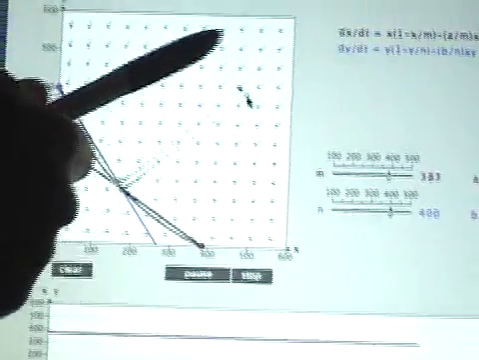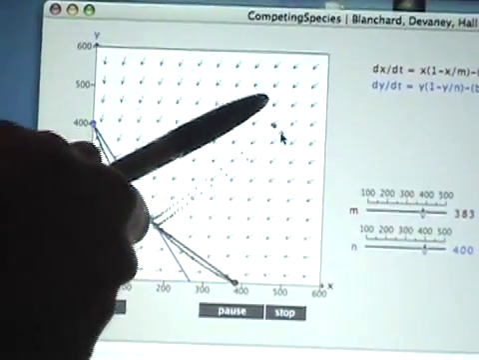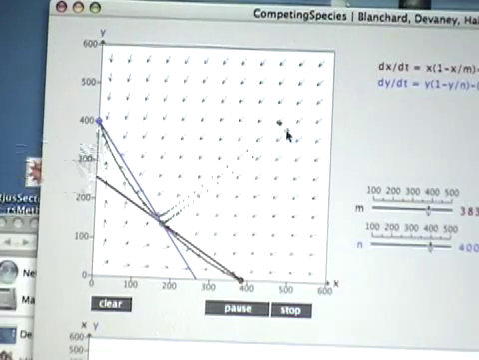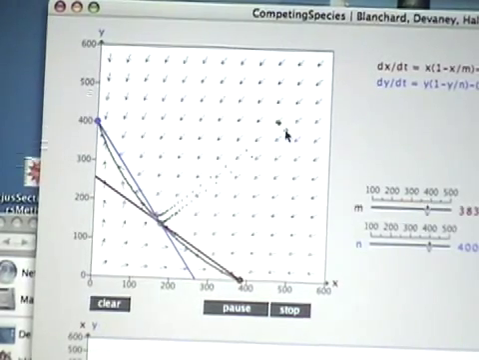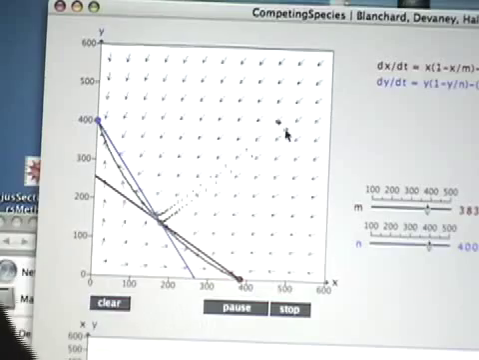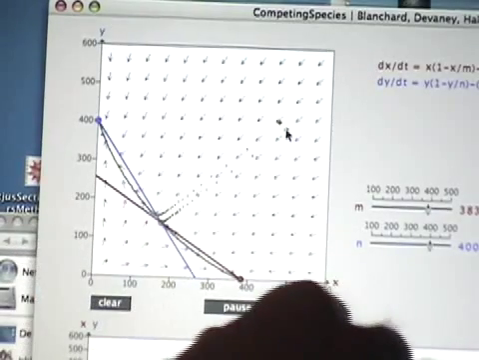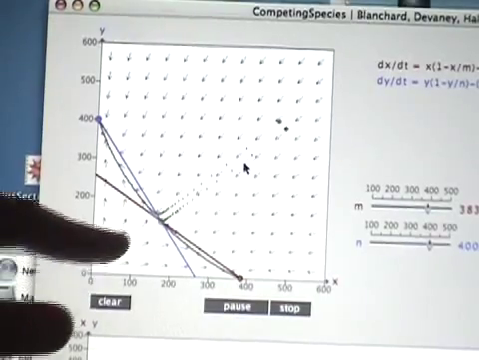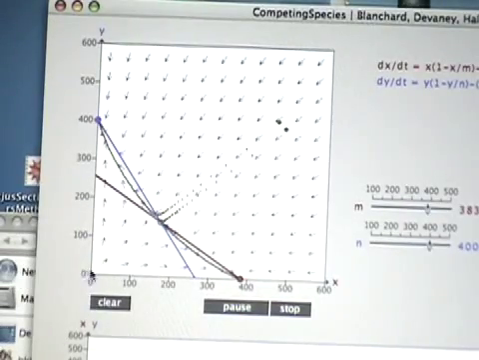And the other region consists of initial conditions where it's going to go this way and x will die off and y will approach an equilibrium at about 400 or so. So that's kind of cool that you get this kind of behavior in this 2-dimensional system. There's actually a separatrix down here too.